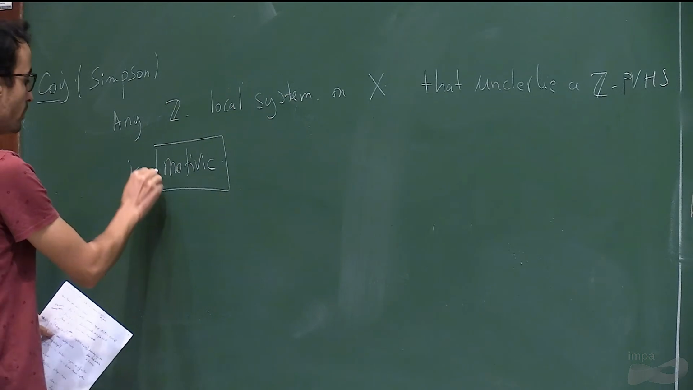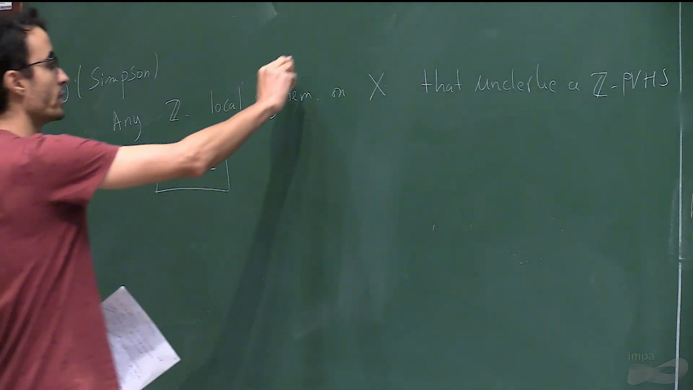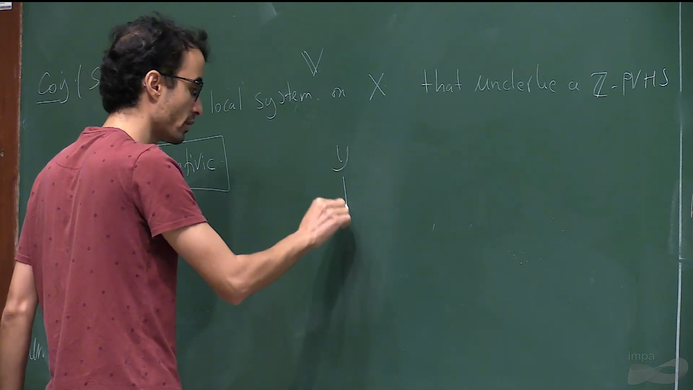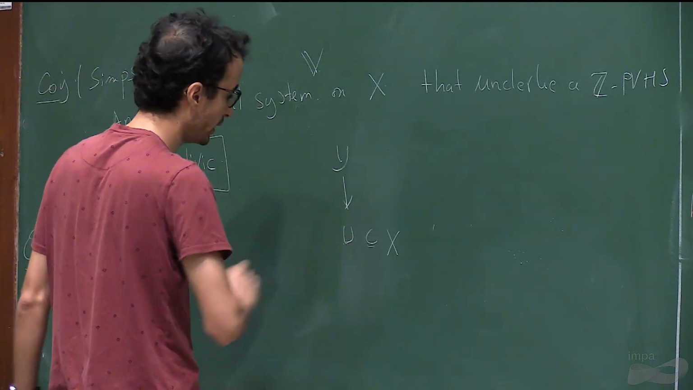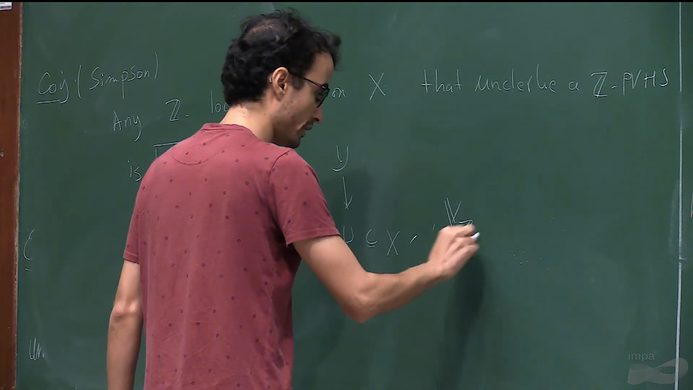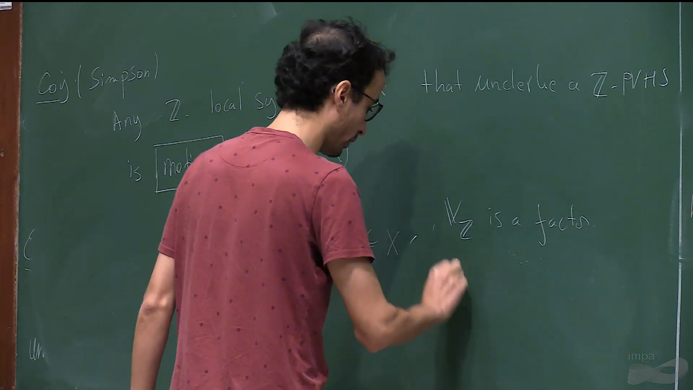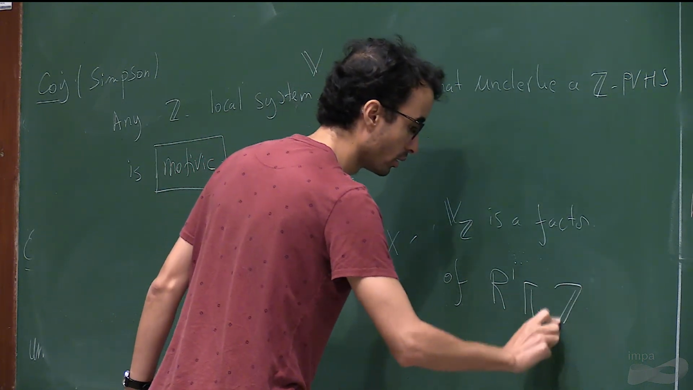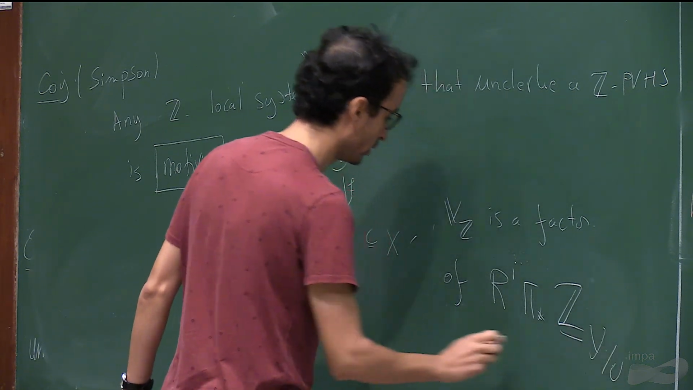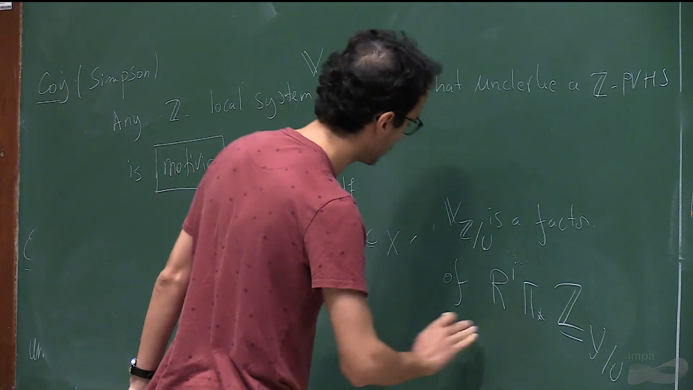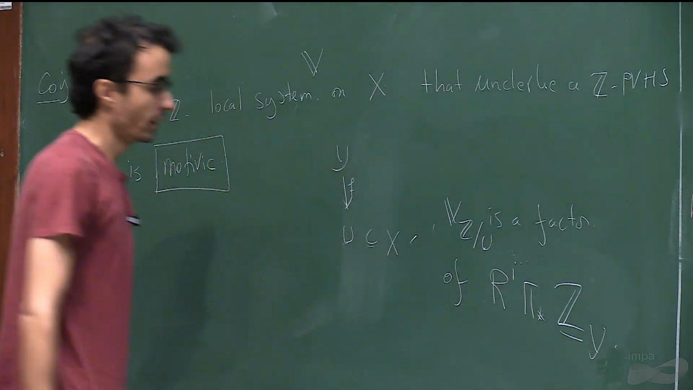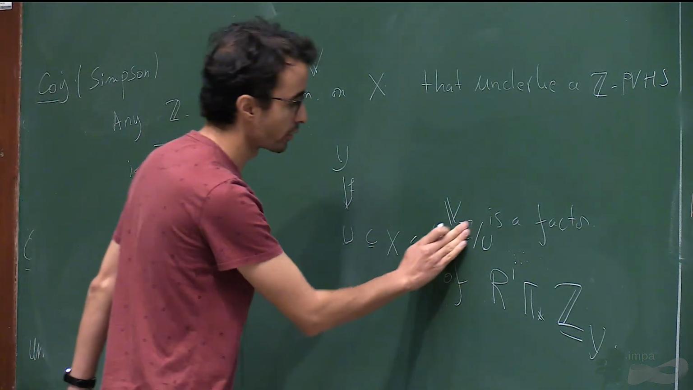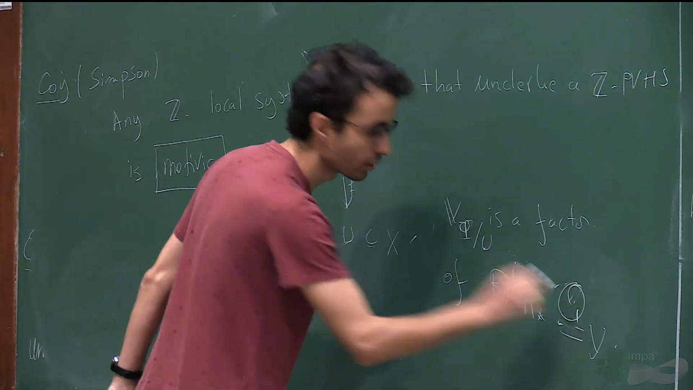I didn't say, I guess, what motivic means. This local system V itself might not be the cohomology of a family of algebraic varieties that live over X, but the statement is that there is some Zariski open subset U inside X, such that V_Z restricted to U is a direct factor of the Gauss-Manin system coming from a family of algebraic varieties over U. Maybe let's say over Q. Yeah, thanks.